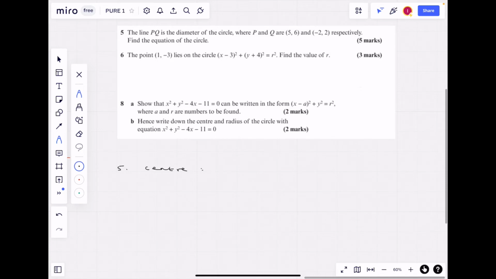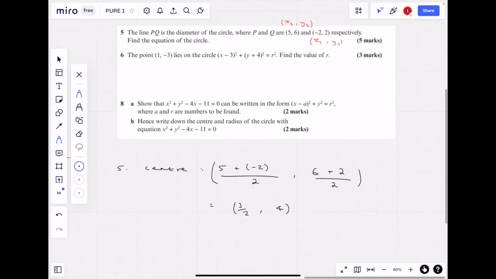So this is going to be your x2, y2. This is your x1, y1. So 5 plus minus 2 all over 2, 6 plus 2 all over 2. Your center is therefore 3 over 2, 4.